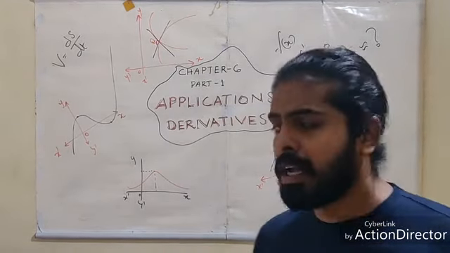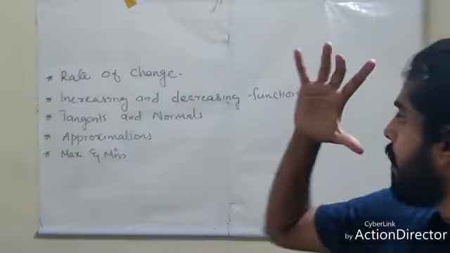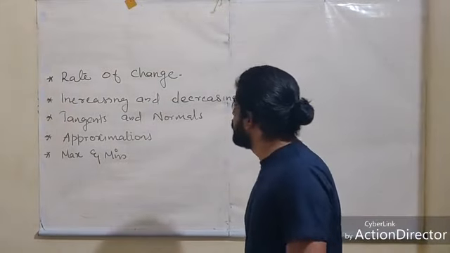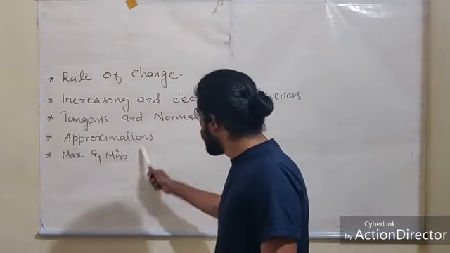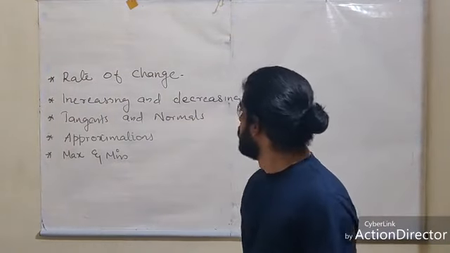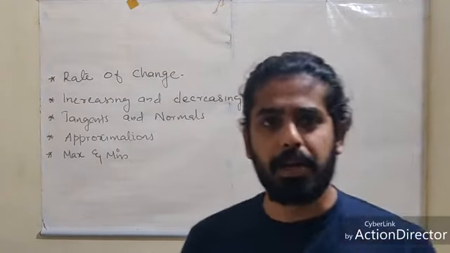This chapter consists of 5 exercises, and 5 concepts. Those 5 concepts are rate of change, increasing and decreasing functions, tangents and normals, approximation, and maximum and minimum. So what is rate of change? It's the rate of change of a function at a particular instant.